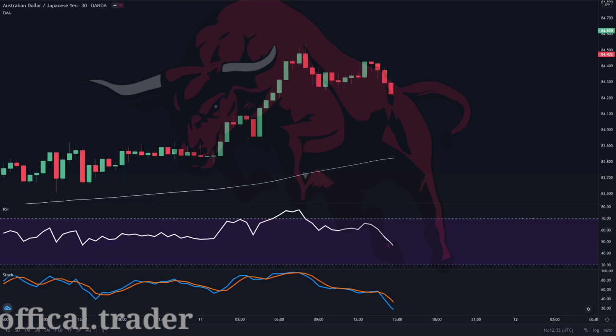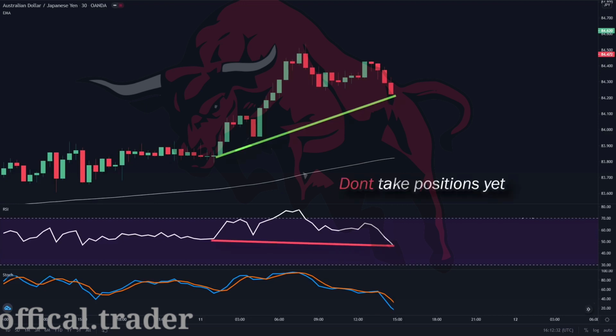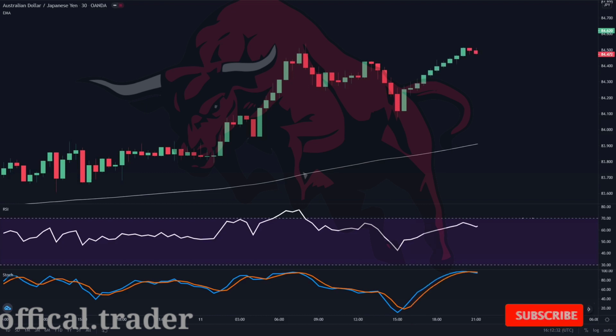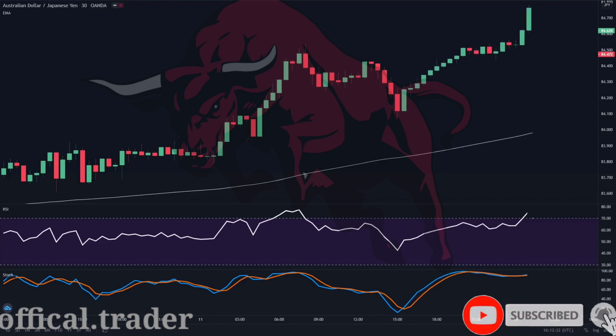However, once you've spotted the divergence, you don't want to take any positions yet. You need the stochastics to further confirm the signal by waiting for it to cross over upwards. Once this happens, you take a buy position. Let's look at another example.